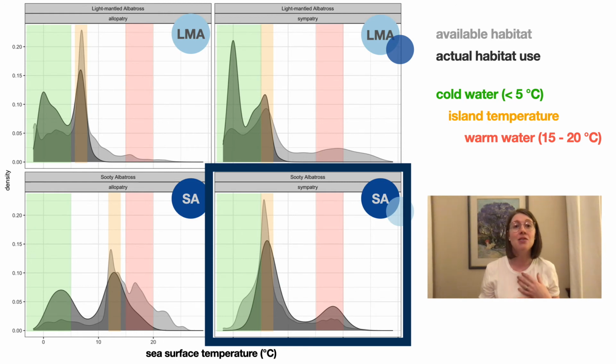Rather, I think behavioural plasticity is the most likely explanation for why we observe such stark habitat segregation when these two species live in sympatry. And understanding why we see this pattern of habitat use in sympatry requires further investigation.